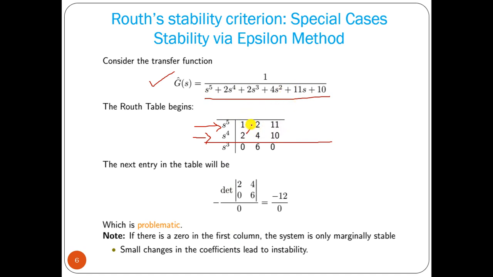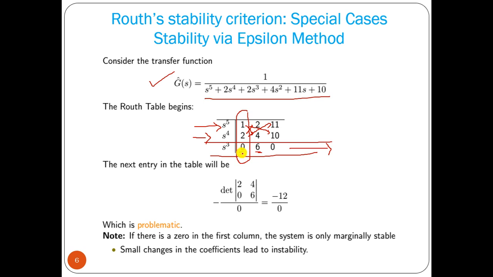Now if we multiply 2 into 2, 4 minus 4 divided by 2, that will be 0, and here it will be 22 minus 10 divided by 2, that is 6, and the other term is 0. So in that row what we can observe is that the first element, in the first column of that row, is equal to 0, and we have another element that is non-zero.